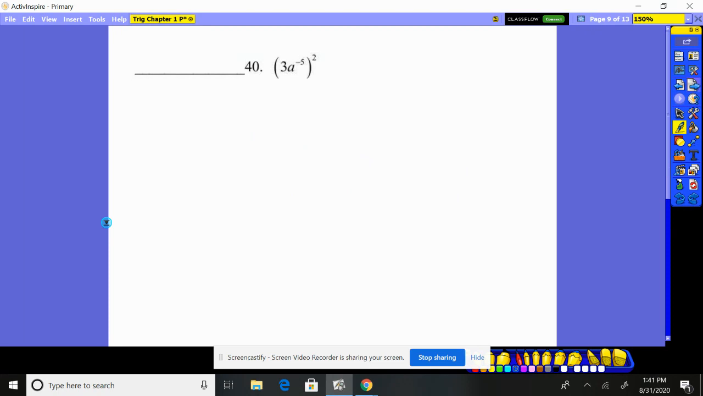Number 40 says 3a to the negative 5th, that whole quantity to the second power. Well, as soon as I see that, I'm like, hey, I got to rewrite this. So 3a to the negative 5th is nothing but 3 over a to the 5th. And I'm going to square it, which means I'm going to multiply it by itself. 3 times 3 is 9. A to the 5th, we got a times a times a. How many a's you got? A to the 10th. I didn't write that one out, but again, we need to start being able to see it a little bit.